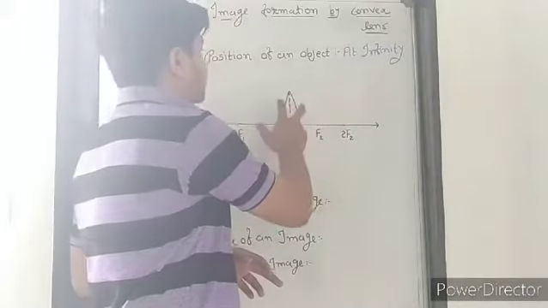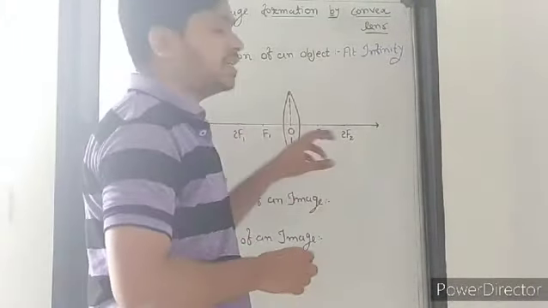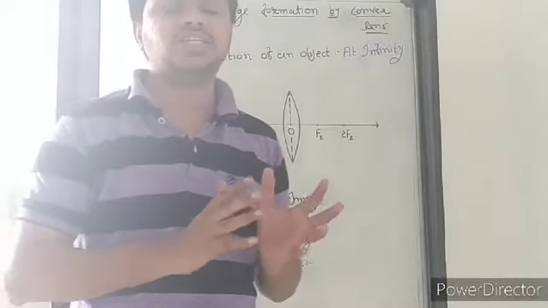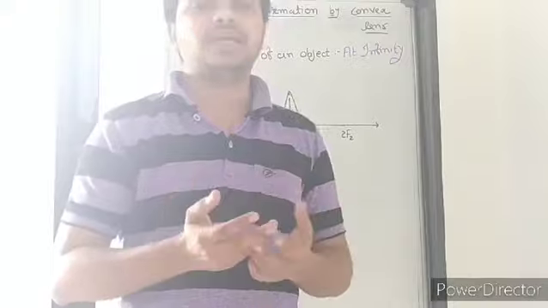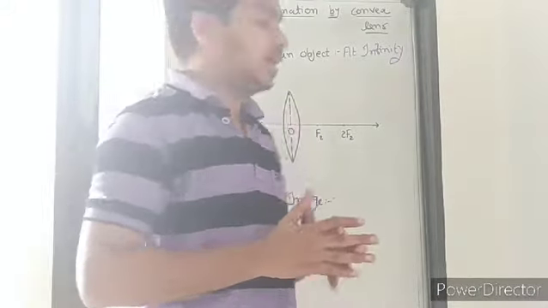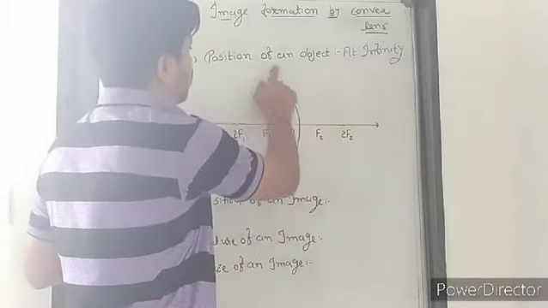So for the convex lens also there are six images which are formed by this lens, right? You have to put an object at different distances and you get an image at different positions with different nature and size. So first of all, where should we put an object? The position of an object.